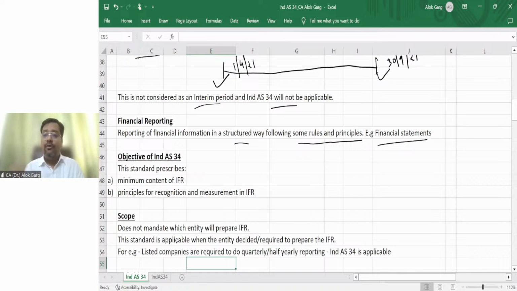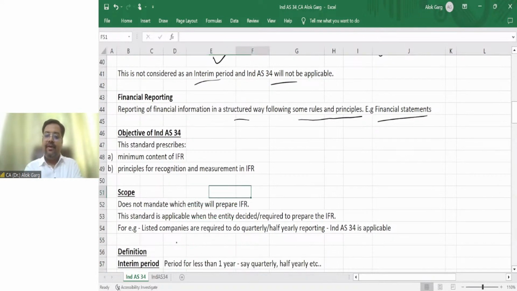So I have spent a good time in making you understand where Ind AS 34 is applicable, why Ind AS 34 is there, what is interim period, what is interim financial reporting, and I have shown you the interim financial results of Indigo Airlines, which is required as per the SEBI regulations. Right? Is that clear? Very good.